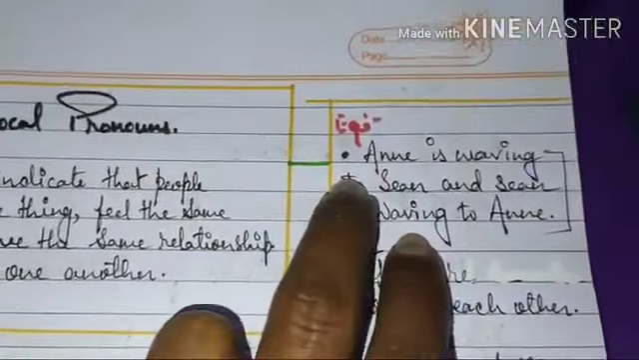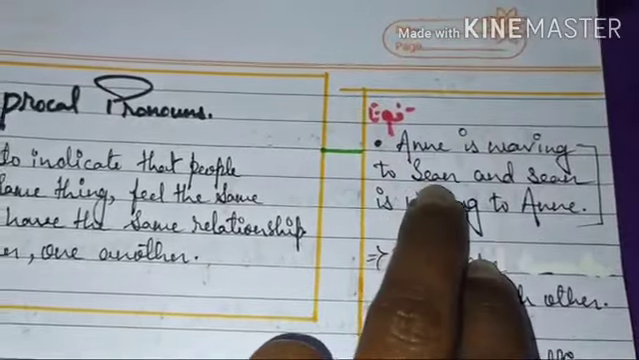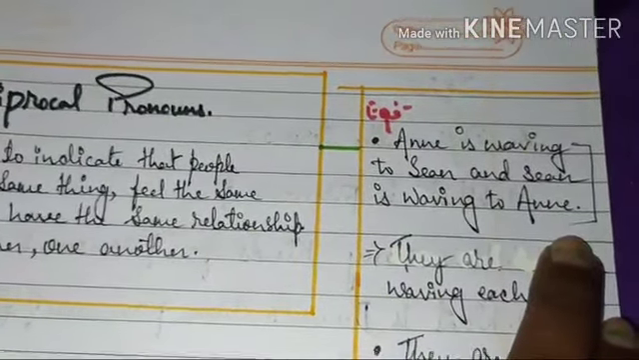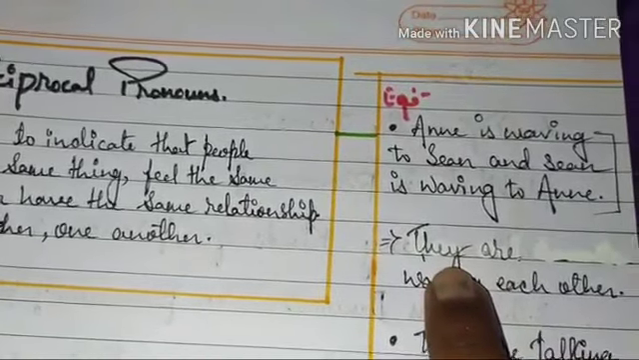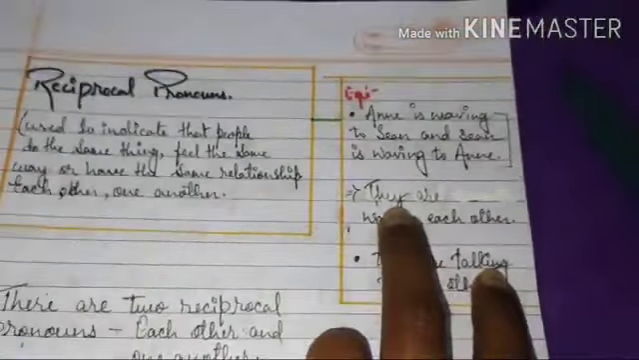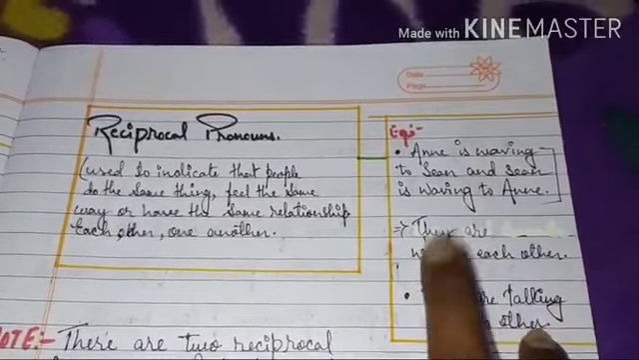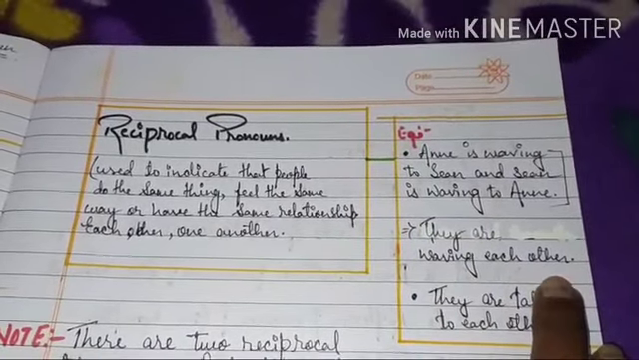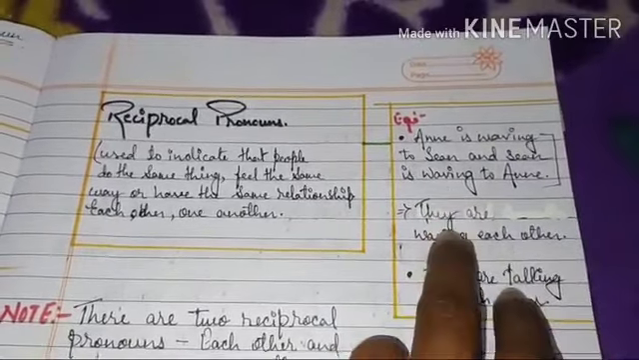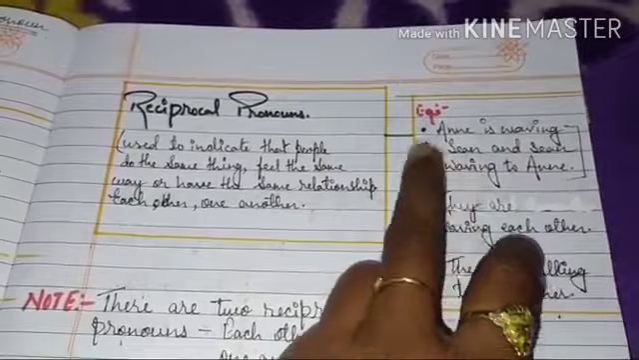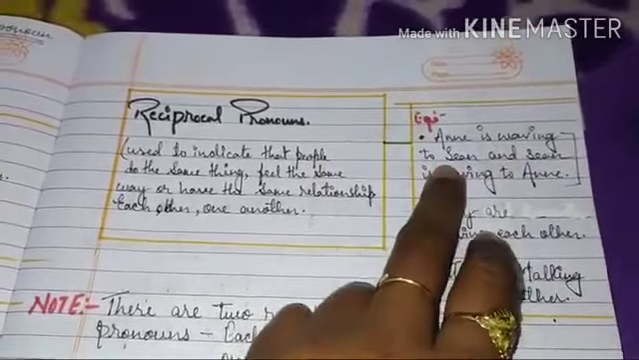So this is the question actually. Annie is waving to Scene and Scene is waving to Annie. Now, when we write it as a reciprocal pronoun, we can say they are waving each other. Who are waving each other? Annie and Scene. Both of them are waving each other.